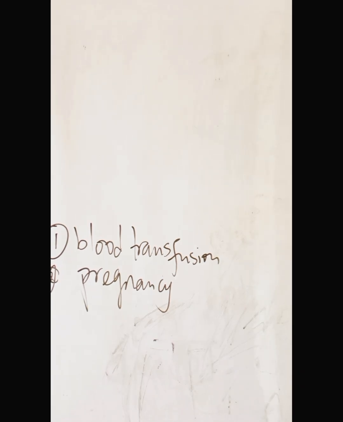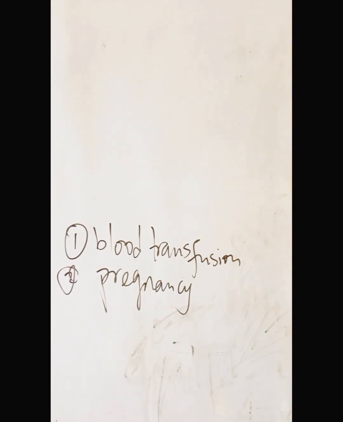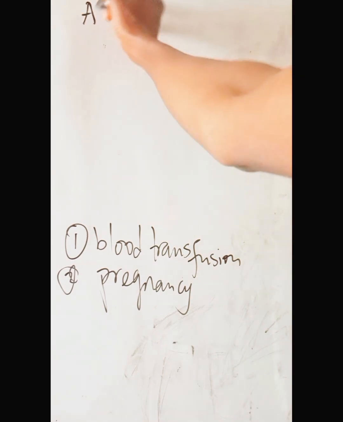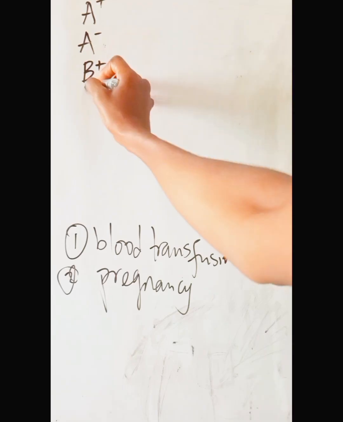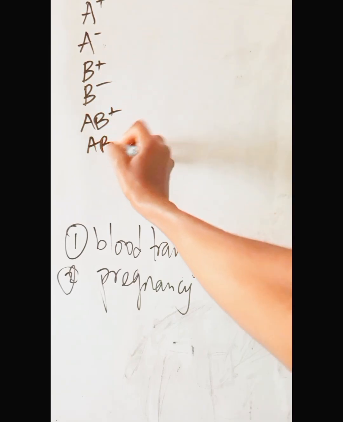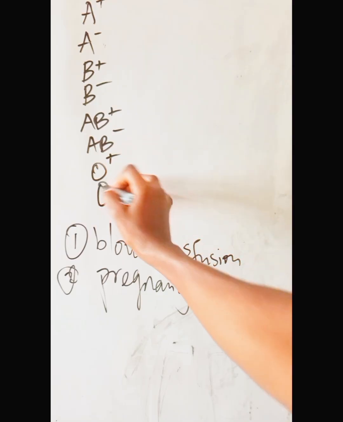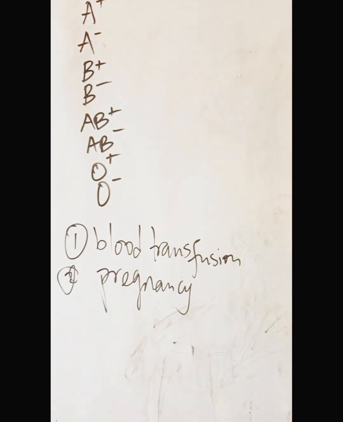I haven't talked about the ABO system of classification of blood groups in the human population. When you now attach the Rhesus factor to it, you discover that we have A positive, A negative, B positive, B negative, AB positive, AB negative, O positive, and O negative. All in all, we have 8 of them.